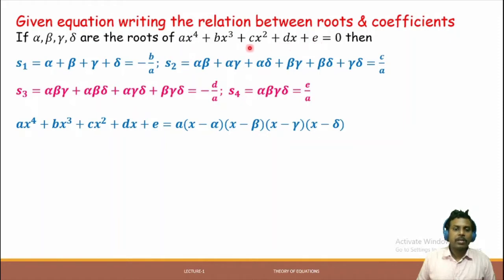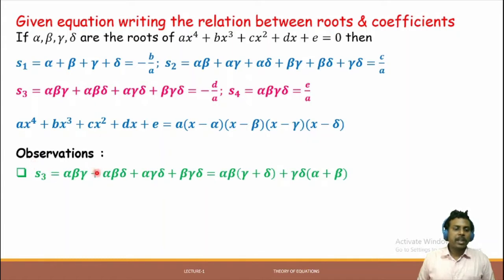Okay. Now, if alpha, beta, gamma, delta are the roots of this given equation, then we can write this equation as the product of the leading coefficient and the four factors (x minus alpha), (x minus beta), (x minus gamma), (x minus delta). This is actually the consequence of fundamental theorem of algebra. Now here are some observations.